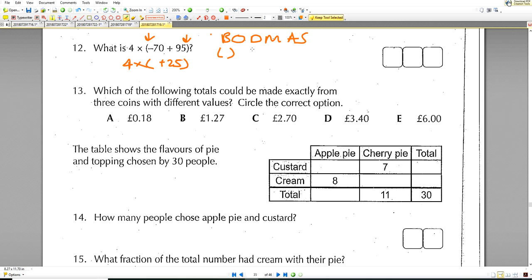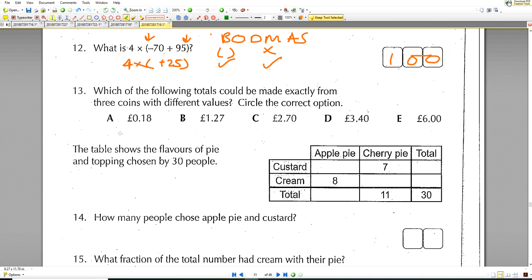And then we have to multiply it, because after the brackets, all the way down here is the multiplying part here. That's next, because we don't have any division. So we've got 4 times by 25, which will give us a nice lovely answer of 100. And that is lovely. Right, let's move on. Let's change color a bit.